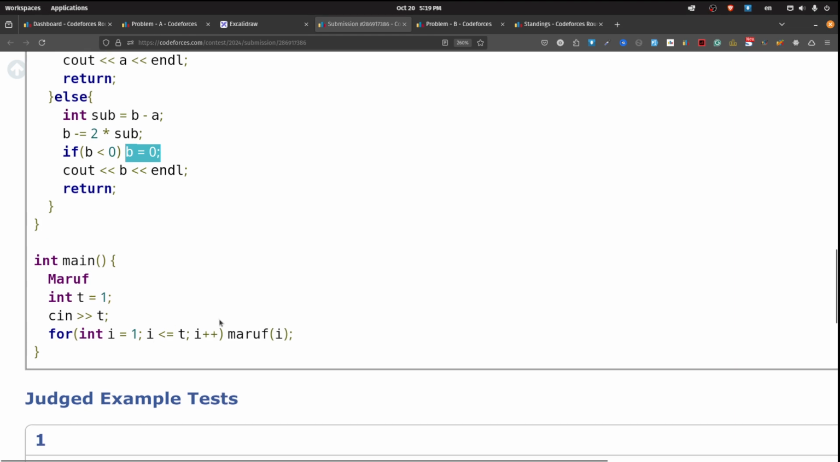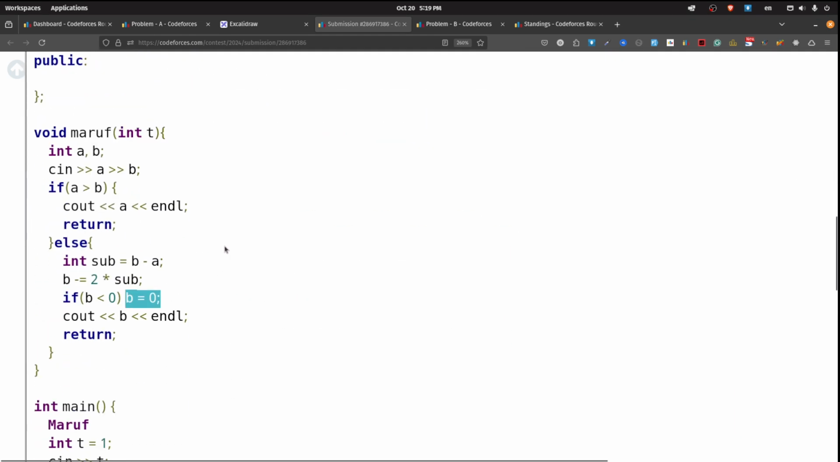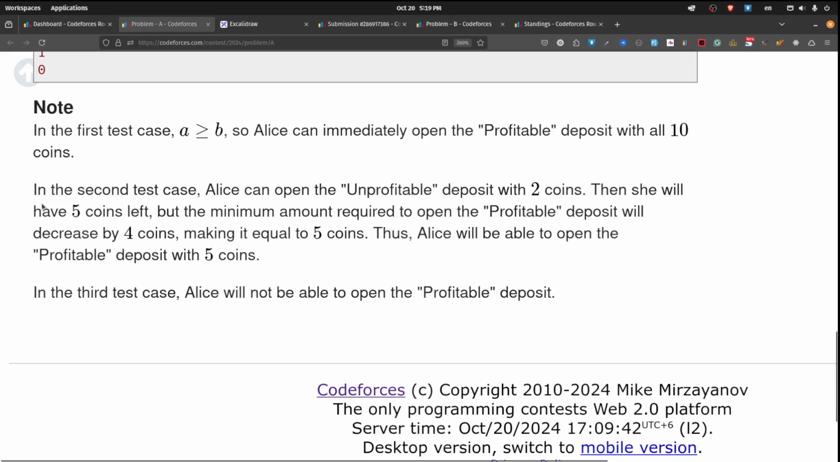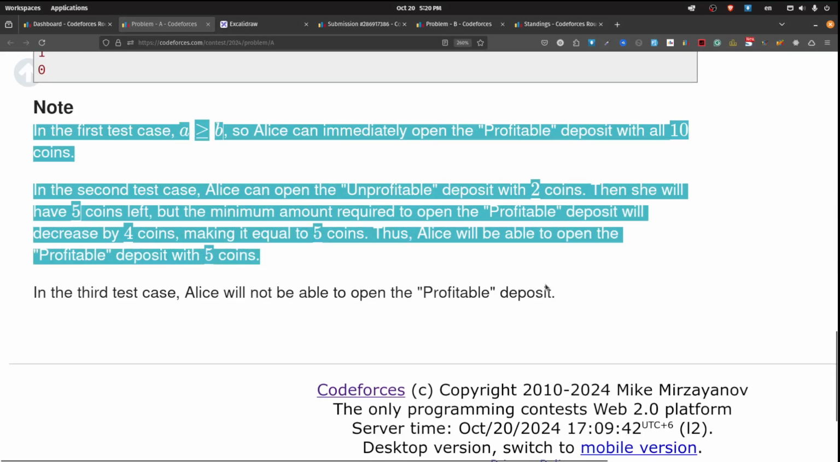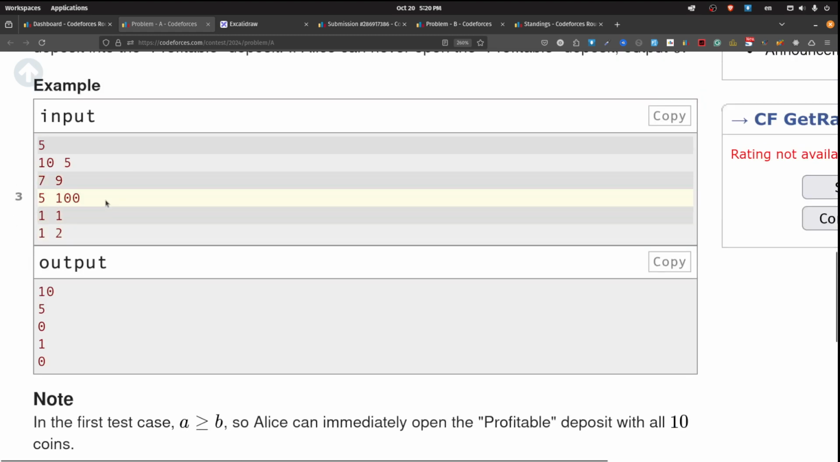Okay, I hope you understand this problem, and this is basically simple. You have to just observe the problem carefully and read the test cases. Read the note section to clearly analyze those test cases and how it actually works.